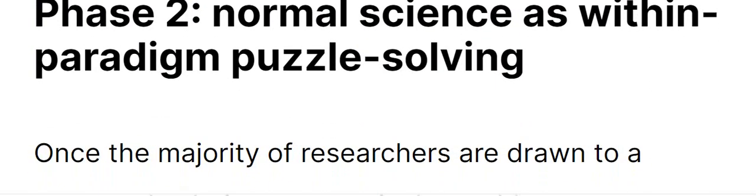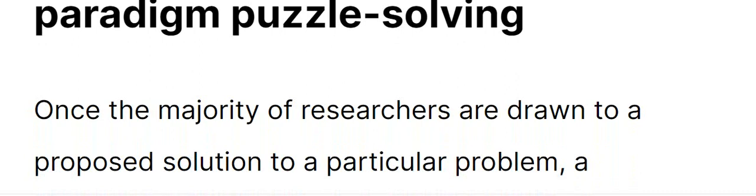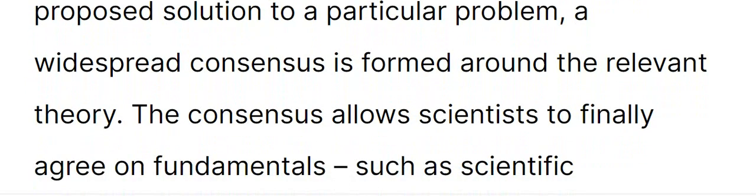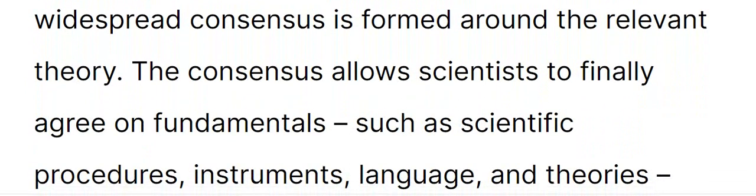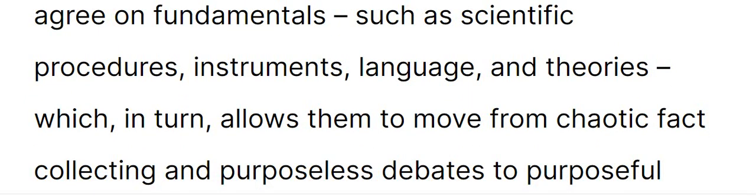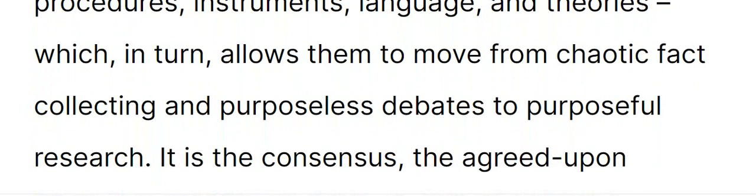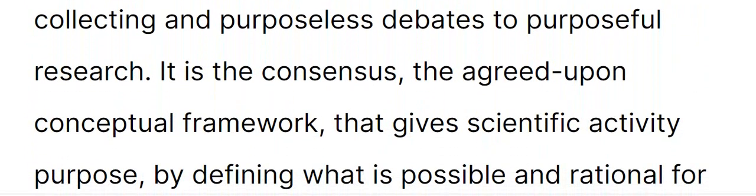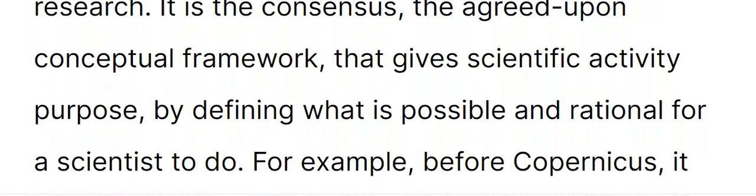Phase 2. Normal science as within paradigm puzzle solving. Once the majority of researchers are drawn to a proposed solution to a particular problem, a widespread consensus is formed around the relevant theory. The consensus allows scientists to finally agree on fundamentals, such as scientific procedures, instruments, language, and theories, which, in turn, allows them to move from chaotic fact-collecting and purposeless debates to purposeful research. It is the consensus, the agreed-upon conceptual framework, that gives scientific activity purpose by defining what is possible and rational for a scientist to do.